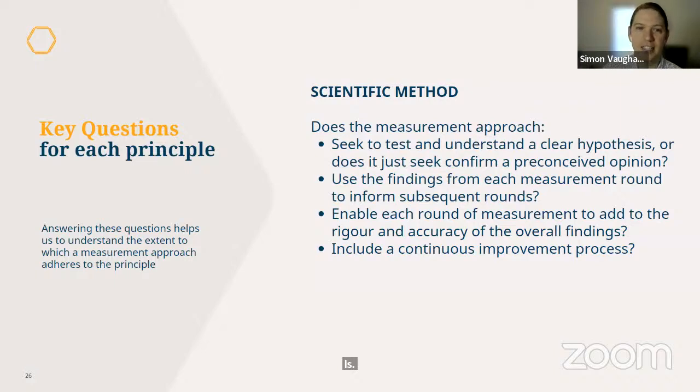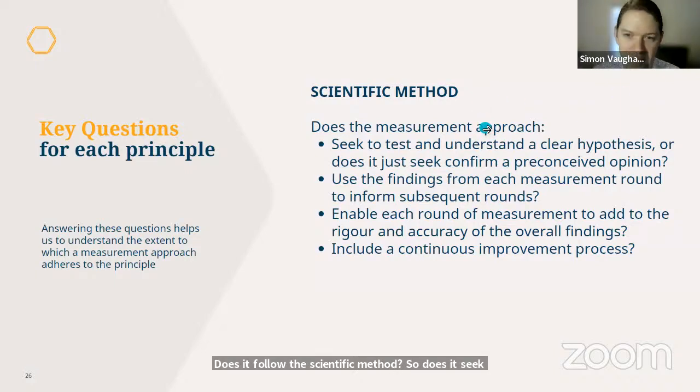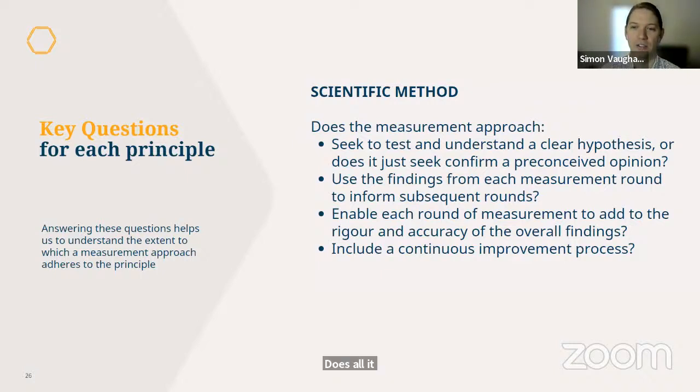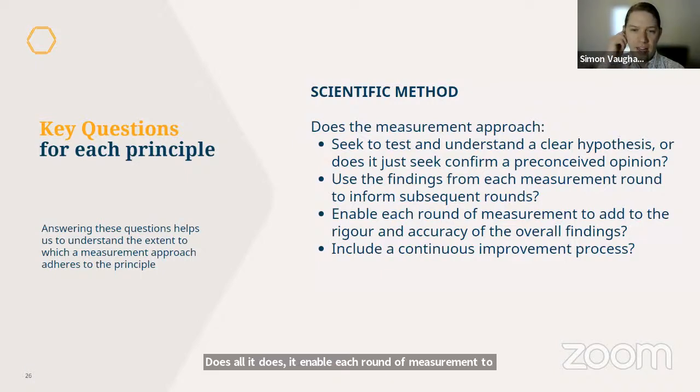So does it seek to test and understand a clear hypothesis? Or are we just trying to confirm a preconceived opinion? So, going back to that point of not making assumptions. Does it use the findings from each measurement round to inform subsequent rounds? So, does it grow and change as the knowledge base increases? Does it enable each round of measurement to add to the rigor and accuracy of the overall findings? And does it include a continuous improvement process?